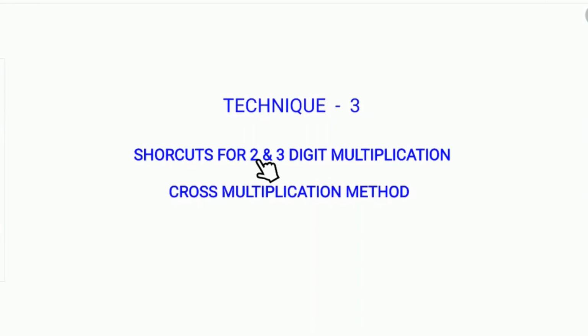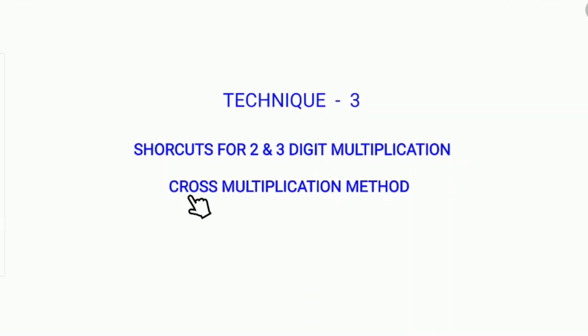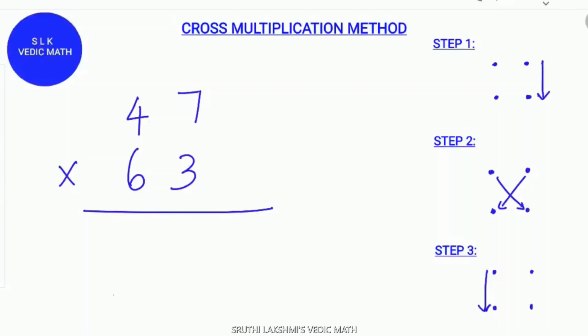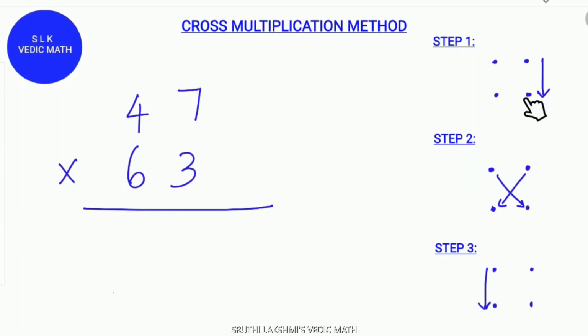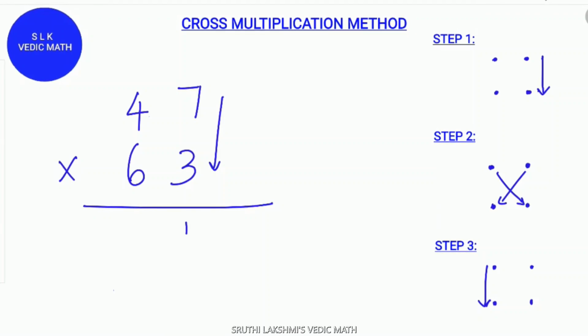Let's see technique 3. Shortcuts for 2 and 3-digit multiplication, also known as the cross multiplication method. Let's try an example. 47 times 63. Step 1. Vertically multiply these two numbers. So 7 times 3. 7 times 3 is 21. So write down the 1 and carry the 2.